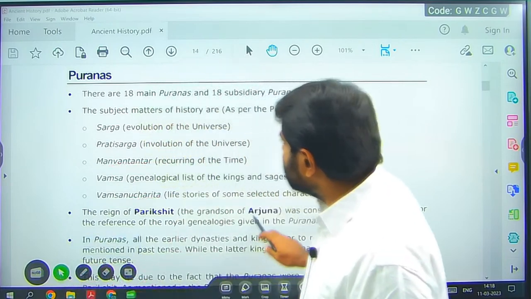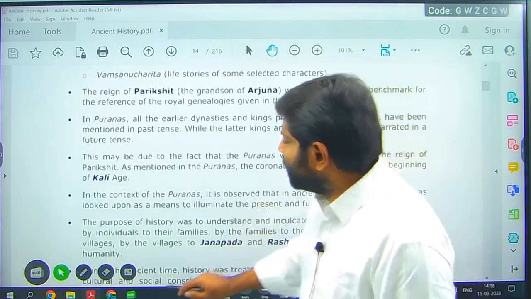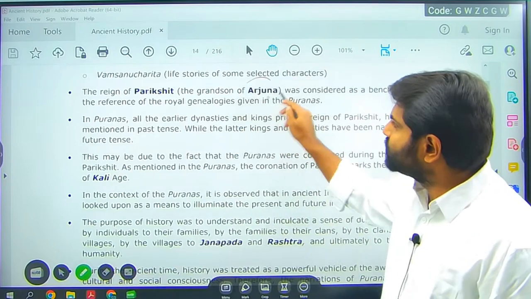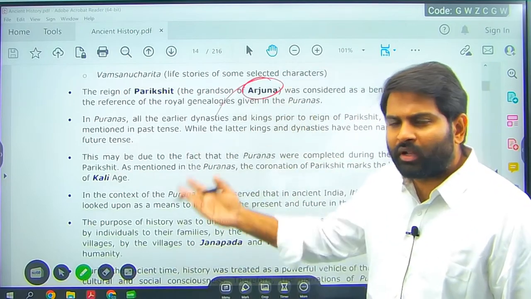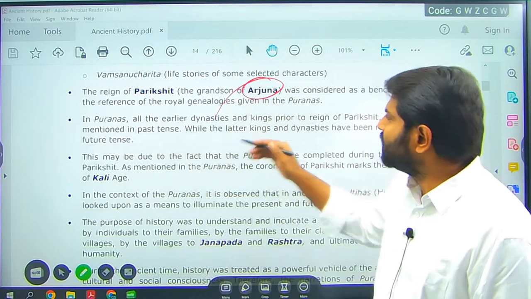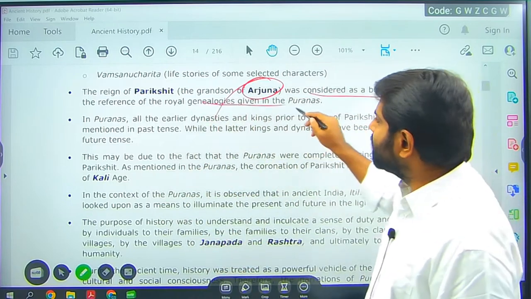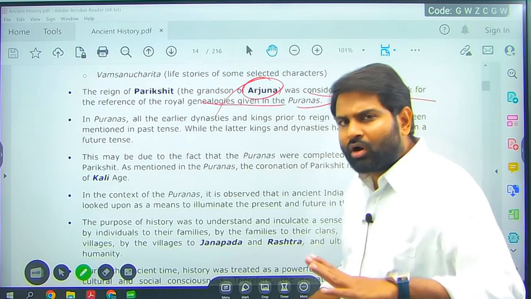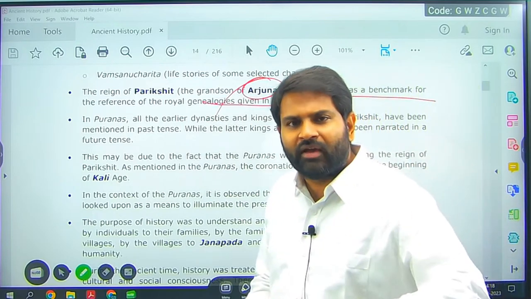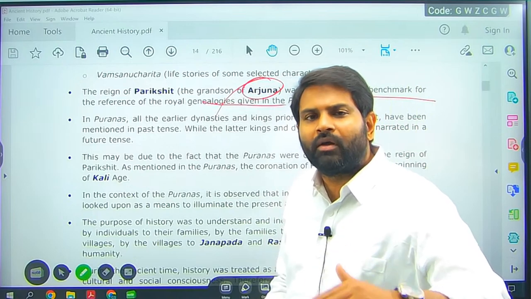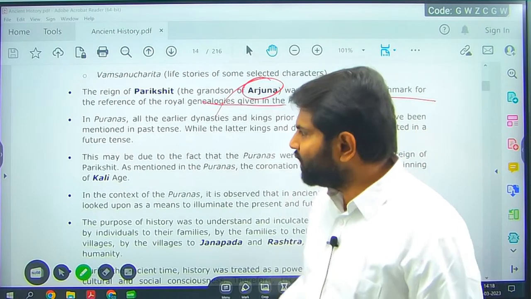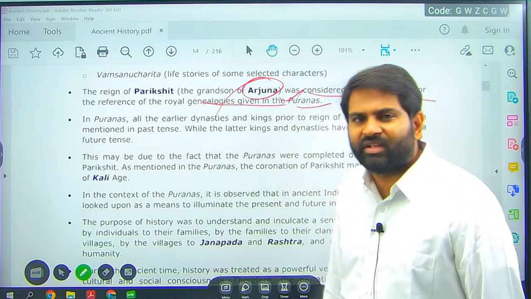history, which is Puranas. The reign of Parikshit, the grandson of Arjuna. When you talk about Arjuna, you know about Arjuna, the Pandavas. The grandson of Arjuna is Parikshit. Parikshit Maharaj was considered the benchmark for the reference of royal genealogies given in Puranas. So whenever you talk about before Parikshit, after Parikshit, like we talk about before Christ and after Christ, right? The same way, before Parikshit and after Parikshit is a reference point for Puranas.